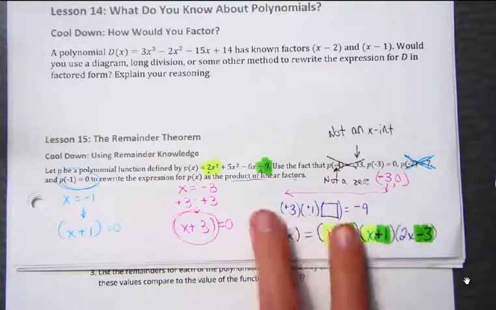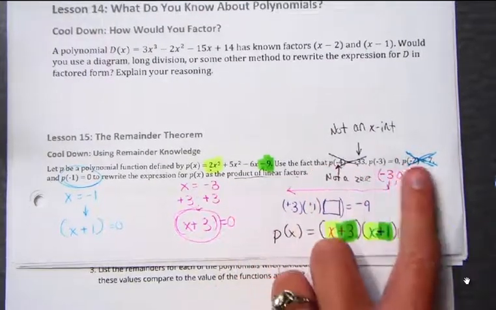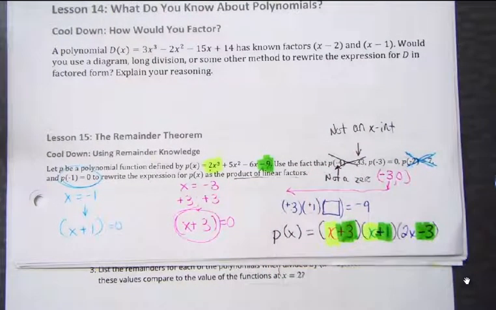So some cool stuff can start to happen when they give us a couple known values, especially if they give us a couple known zeros. And we can find linear factors in that way.